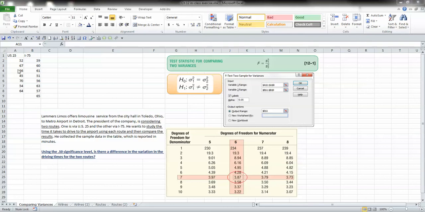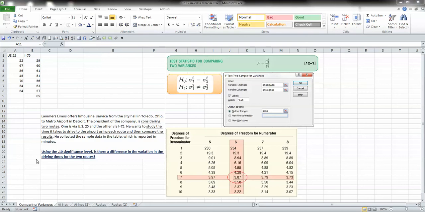So here's our sample data. And our question is, using the 0.10 significance level, is there a difference in the variation in the driving times for the two routes? So first of all, what's the first step in the hypothesis test?